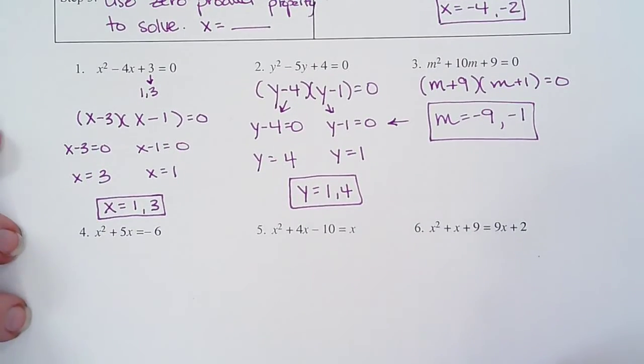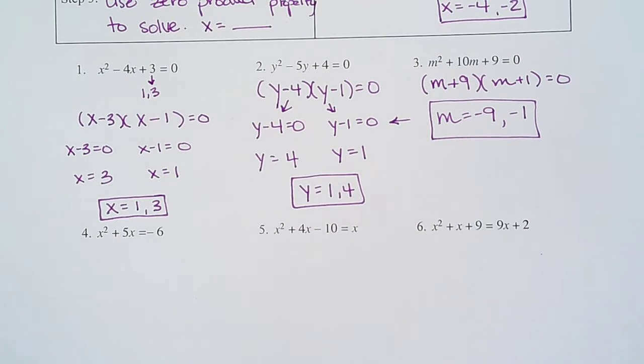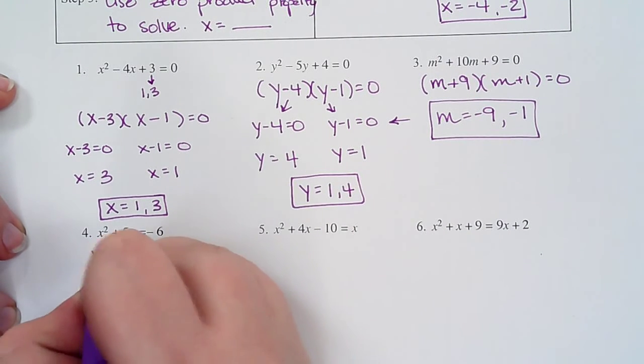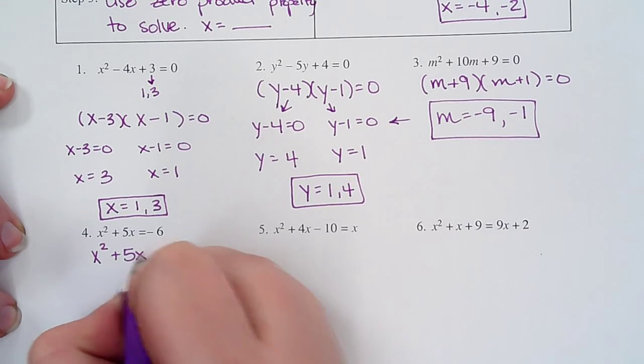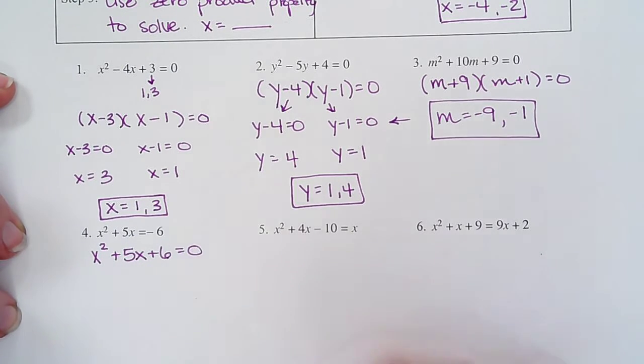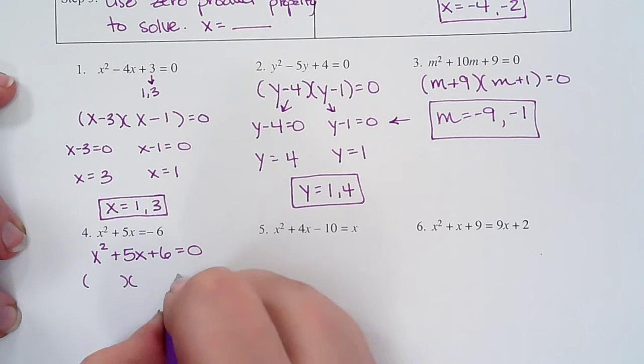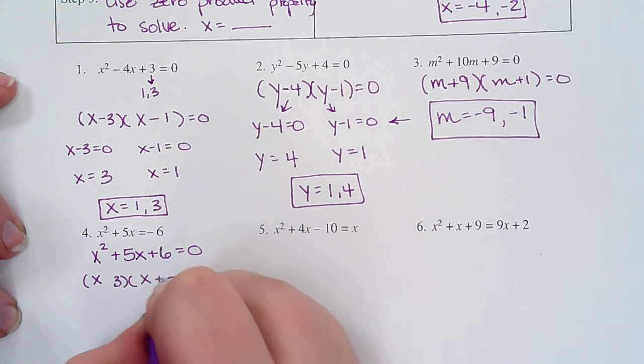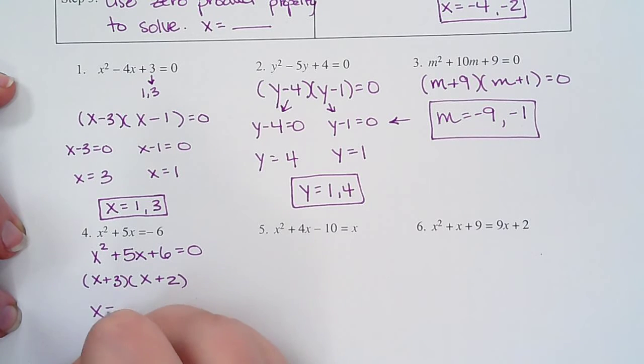All right, a few more. These ones you'll notice are not set equal to 0, so we have to do that first step by moving it over. So x squared plus 5x plus 6 equals 0, and then the process just stays the same. x plus 3, x plus 2, positive, positive. x equals negative 3 or negative 2.